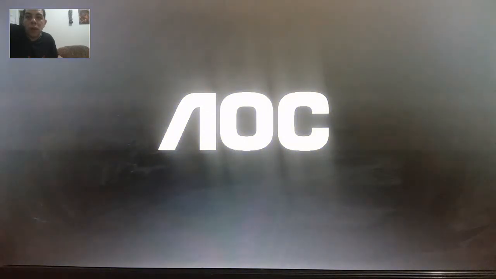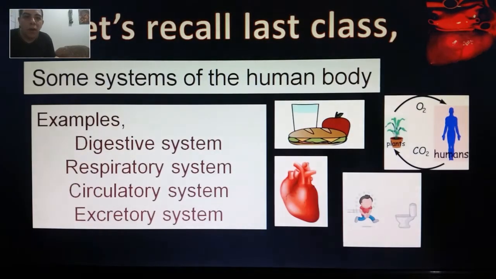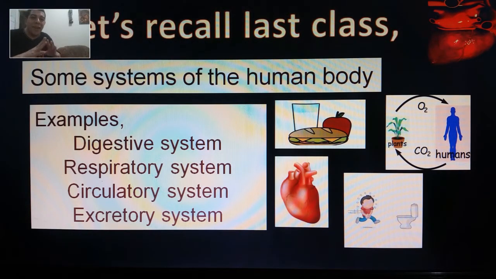Oh, sorry guys, there was a blackout here. So, fortunately my computer didn't black out at all.